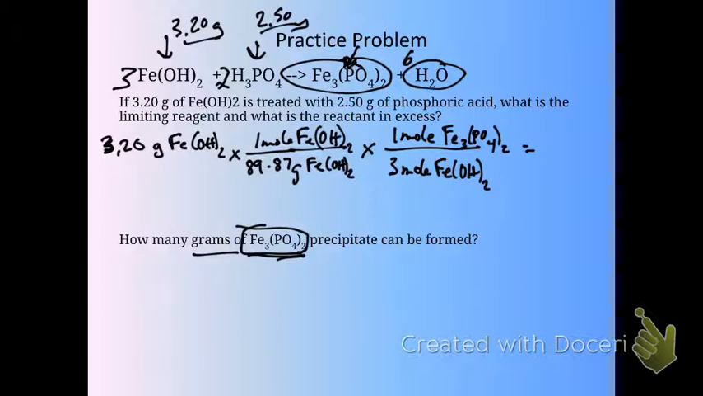All right, so let's do this math. 3.2 divided by 89.87, divided by 3. So this will produce 0.0119 moles of Fe3(PO4)2.